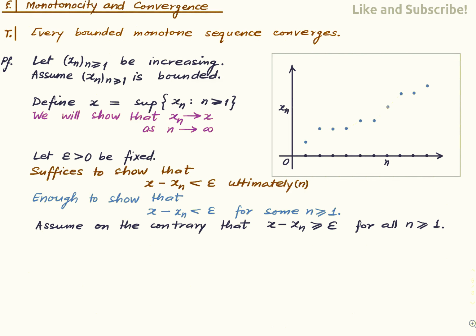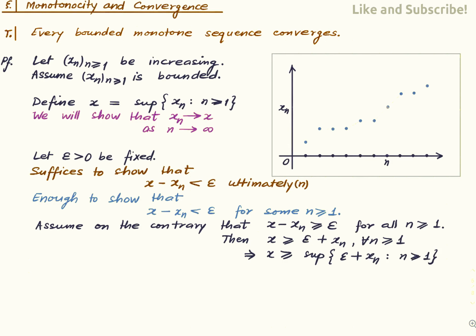Then x will be greater than or equal to epsilon plus xn for all n, which implies x exceeds the supremum of this set. I shouldn't say exceeds, I should say at least. x is at least the supremum of the set.